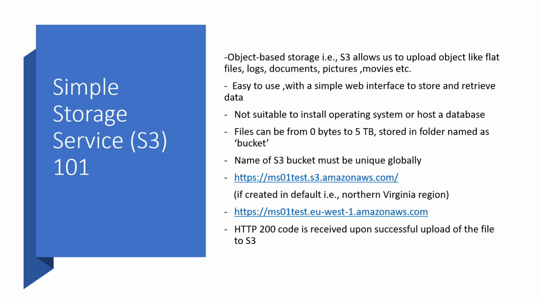Then afterward it will be .s3.amazonaws.com. Since I have created this S3 bucket in Northern Virginia, which is the default region, the name of the S3 bucket is like this. And in case you have created it in another region, say EU West 1, the name will vary: https://ms01 test, which is the name of the S3 bucket, then it will show the region name, which is EU West 1 in this case, then .amazonaws.com.